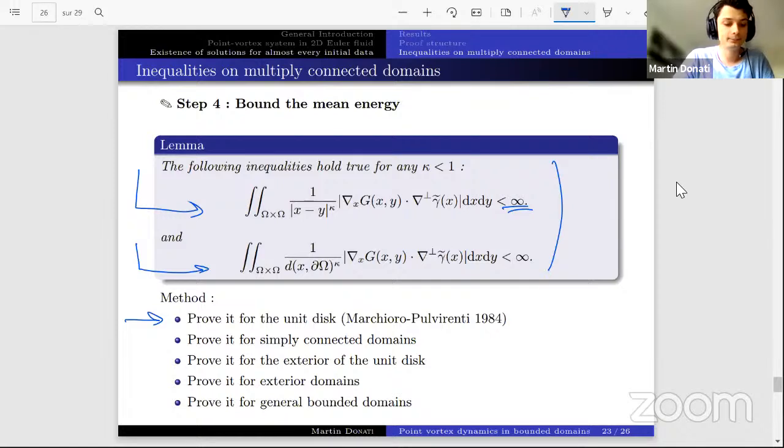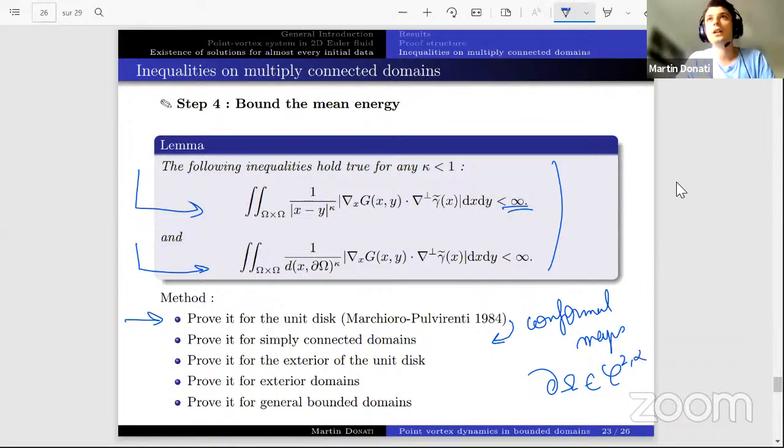So how do we do this? The first step is to use conformal maps to extend these inequalities from the unit disk to simply connected domains. The Green's functions are very nicely transported by conformal maps, and this is a very efficient tool to transport those inequalities. To have sufficient regularity on the conformal maps, this is where we need the assumption that the boundary of omega must be C2 alpha.